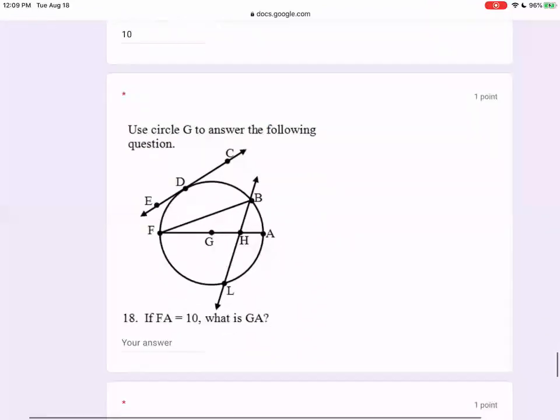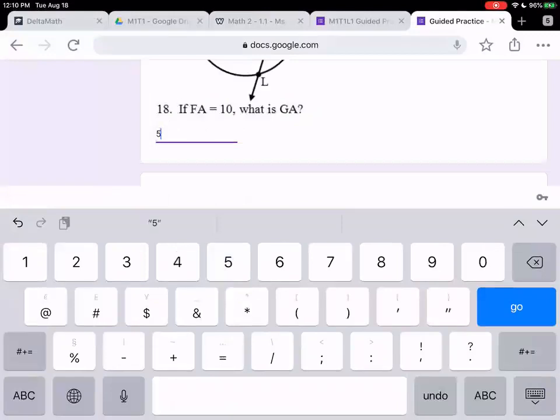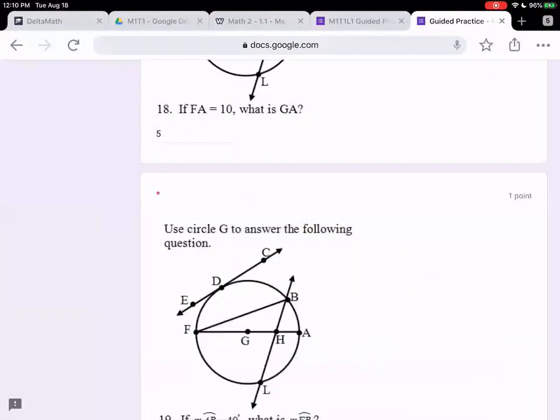Okay, almost done. We're almost there now. Okay, if FA is equal to 10, so now we're talking about the diameter. FA is all the way across the circle. This is the diameter. If FA is 10, what is GA? What is our radius? 5. Yes, half of that. 10 divided by 2 is 5. Nice.